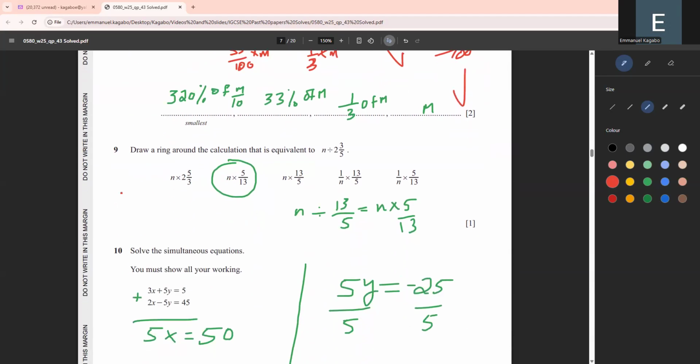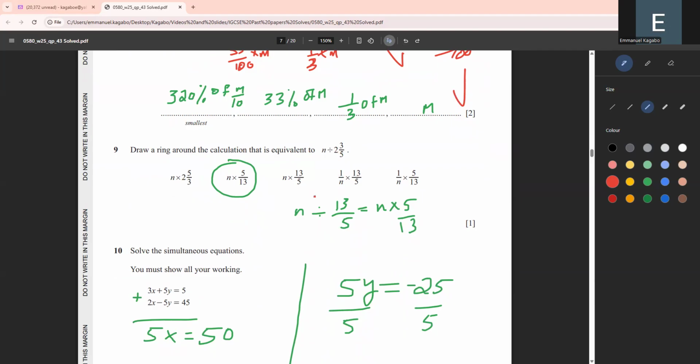Okay, very good. Draw a ring around the calculation that is equivalent to this. Just simple calculations here. It means I'll get N divided by 13. Write this one into mixed fraction. So here you do 2 times 5. 2 times 5 will give me 10. 10 plus 3 will give me 13/5.